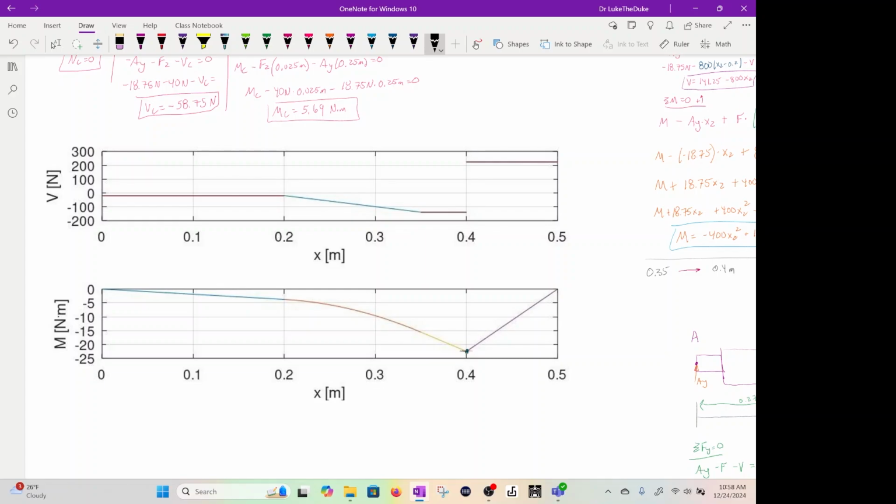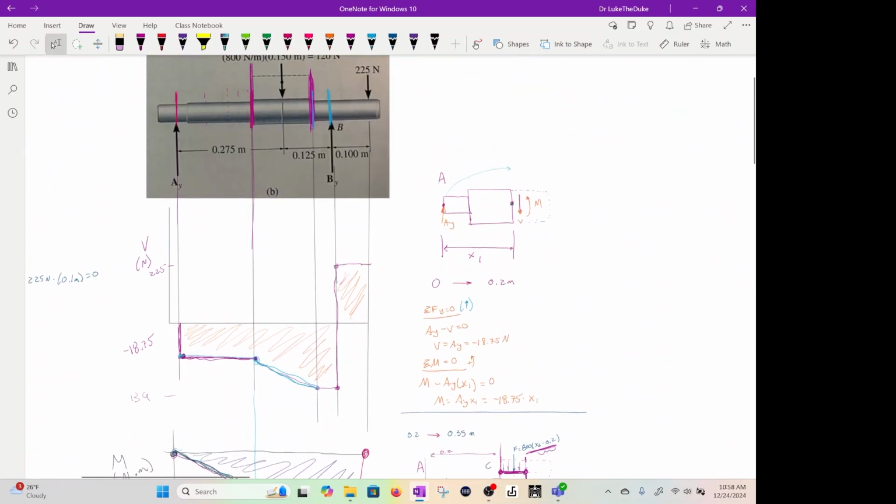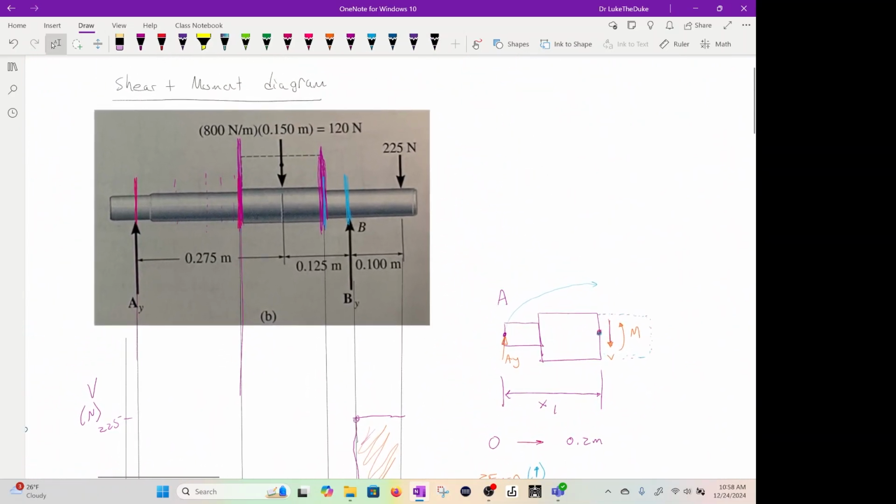Okay. So again, shear and moment diagrams, you got to look at each section where the diameters change, where there's forces, and you have to split them up like that.